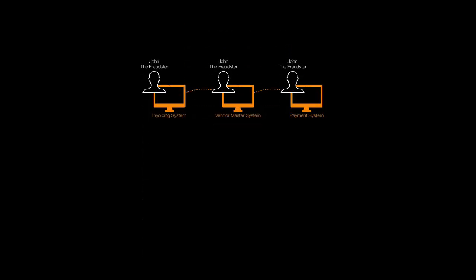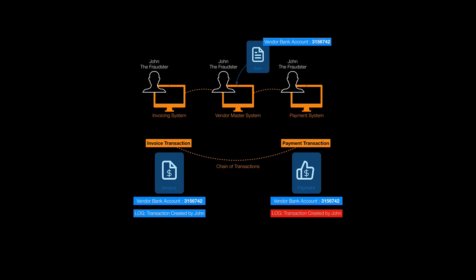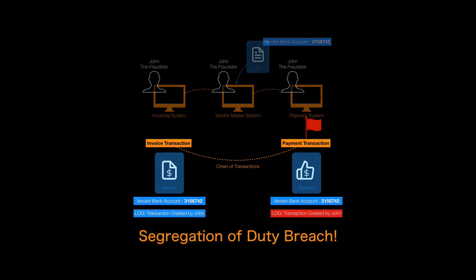One more thing. Consider that John, the fraudster, gains access to all three systems: vendor master, invoice entry, and payment generation. Now he can create a fake entry in the vendor master, followed by invoice and payment. The data is consistent. However, a segregation of duty breach is found, and the payment stopped.